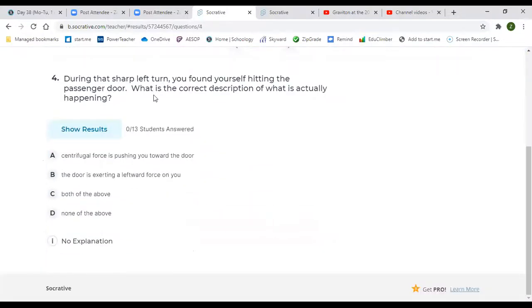During that sharp left turn, you found yourself being thrown right, hitting the passenger door. Which of these is a correct description of what's actually happening? Is a centrifugal force pushing you toward the door? Is the door exerting a leftward force on you? Or both of those, or none of those?